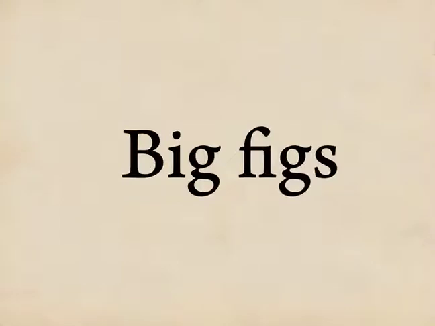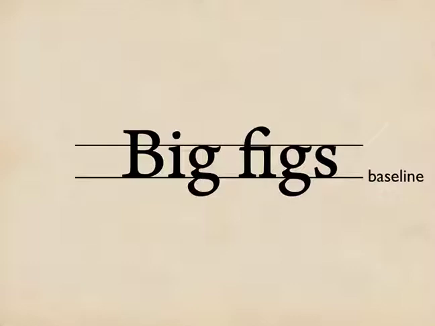Here's a little string, "big figs." Most of the characters are sitting on this line. This is called the baseline. There's also a line that tells us the height of most of the lowercase characters. This is called the midline. The distance between the baseline and the midline is called the x height, because it's typically the height of the character x, but it's also the height of a lot of other lowercase characters. Like here we can see it's the height of the character s.